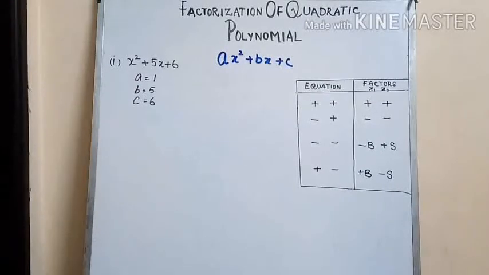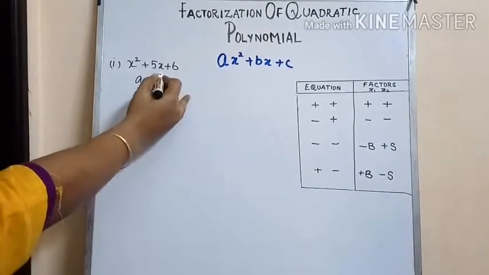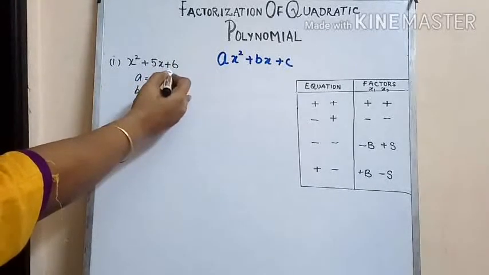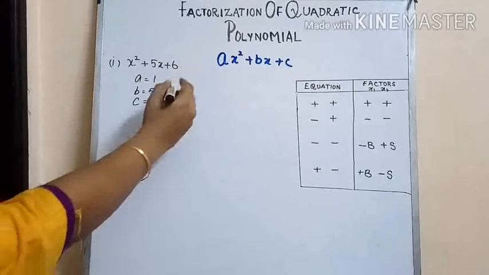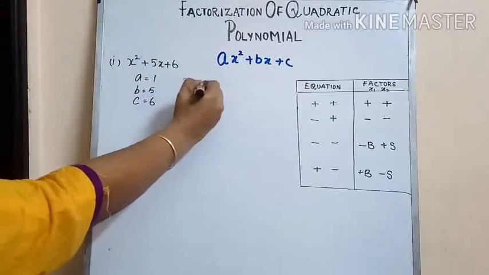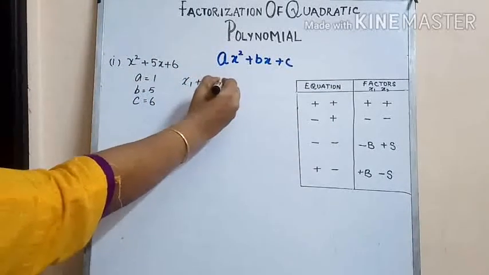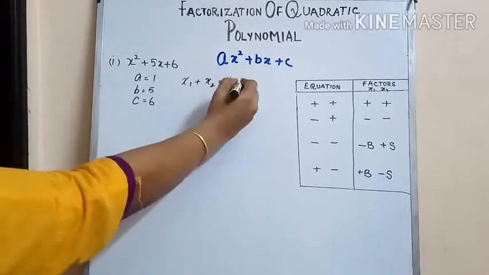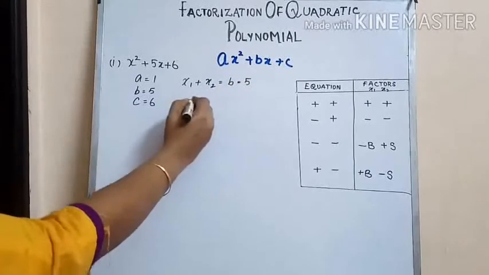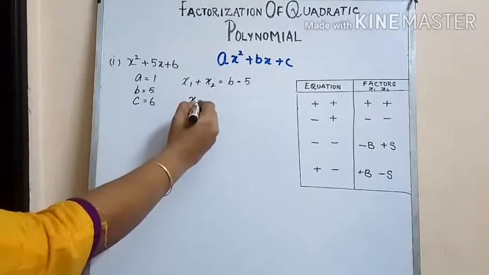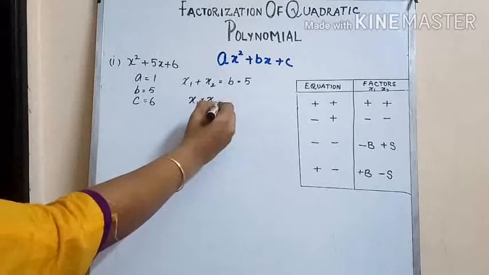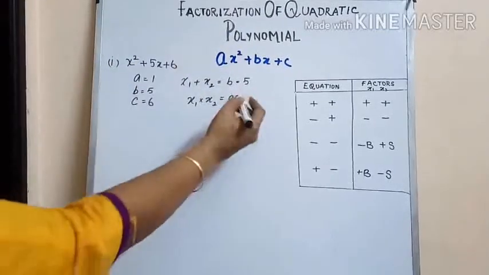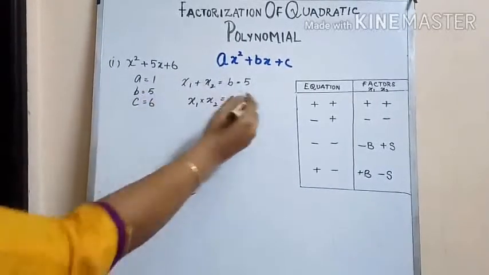Now we can split the coefficient of the middle term. The middle term has to be split into two parts, x1 and x2. The condition here is x1 plus x2 should be equal to b, that is 5 here, and the second condition is x1 into x2 is equal to a into c, the product of a and c, which is 6 here.